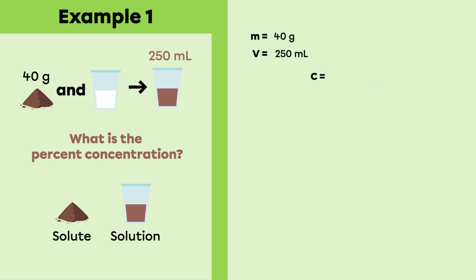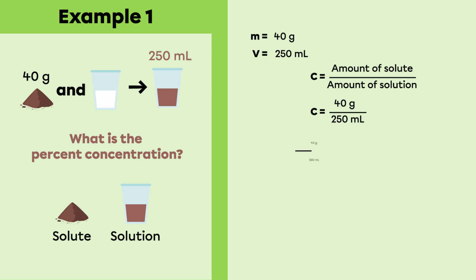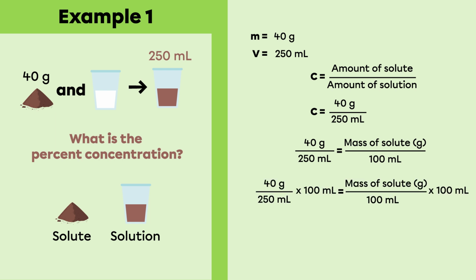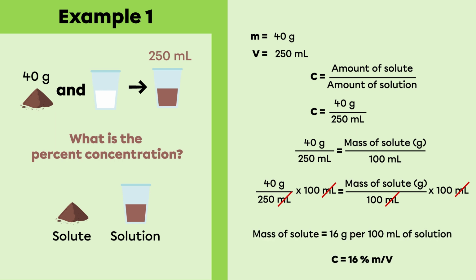Next, we calculate the ratio between the mass of the solute and the volume of the solution. To obtain a percentage, we determine the mass in grams that is present in 100 milliliters of solution. Isolate the mass of solute by multiplying by 100 milliliters on both sides of the equal sign. We get 16 grams per 100 milliliters, or a 16% mass to volume ratio.